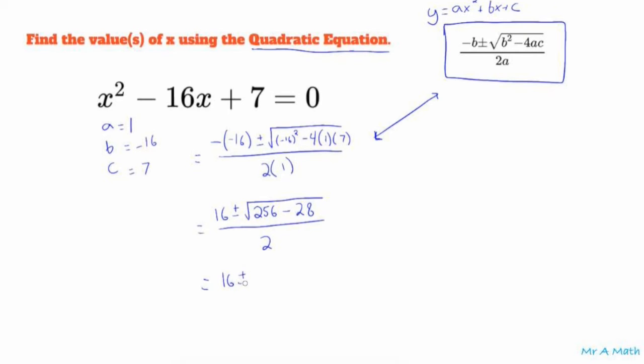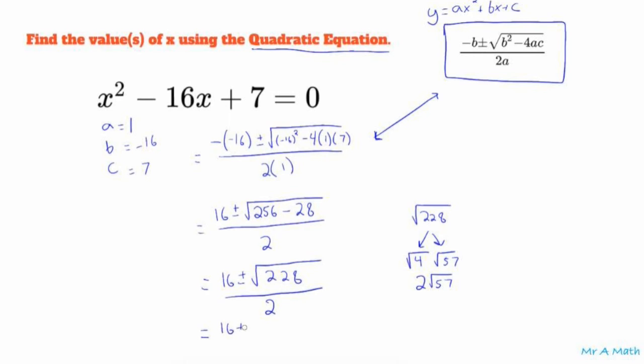I know that this is 16 plus or minus the square root of 228 all over 2. Okay, now if I want to simplify the square root of 228, I know that the square root of 228 can be split up into the square root of 4 times the square root of 57, which means this is essentially 2 times the square root of 57. So I can rewrite this as 16 plus or minus 2 times the square root of 57 all over 2. And I can simplify this using one more step.